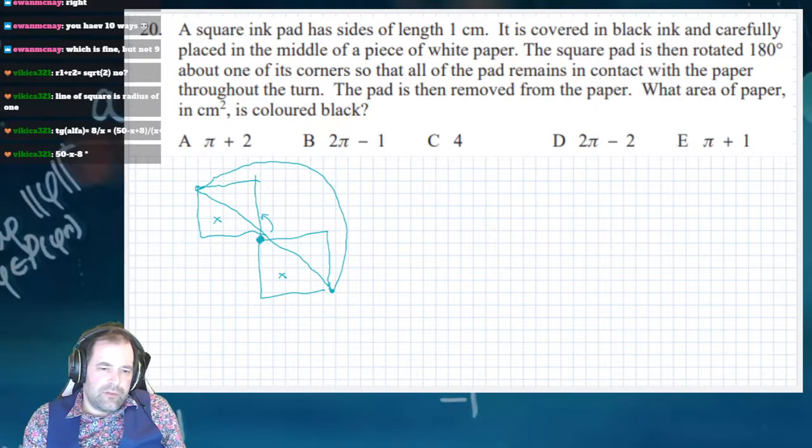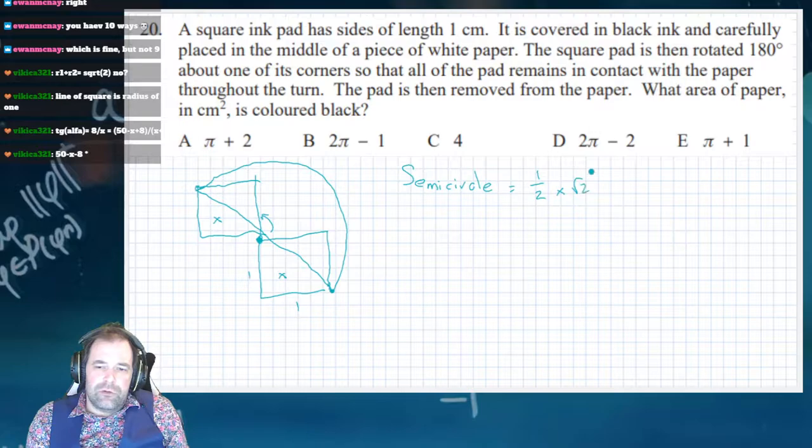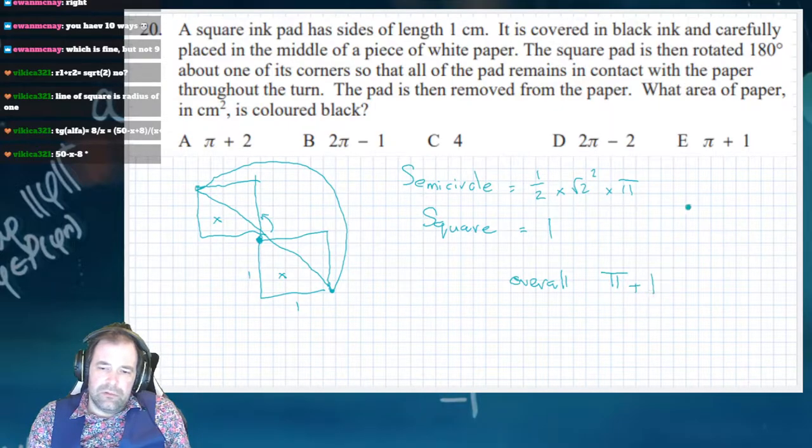And the length of the radius of the semicircle is the diagonal of the square, which, if the square is 1 by 1, is going to be root 2. So the semicircle is going to be half times root 2 squared times pi. And then the two bits of the square left over get you 1. You add these together, so half of 2 times pi is just pi, and then 1. So I think overall it's pi plus 1.